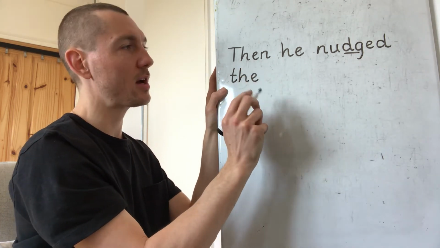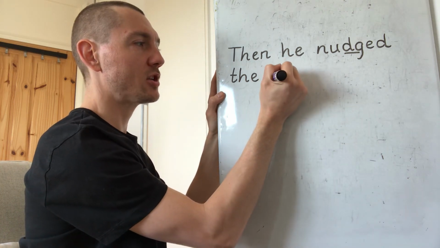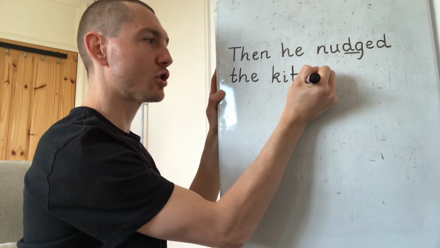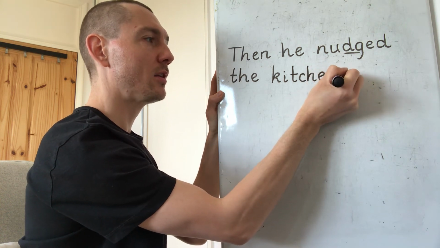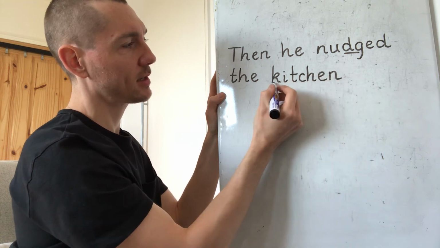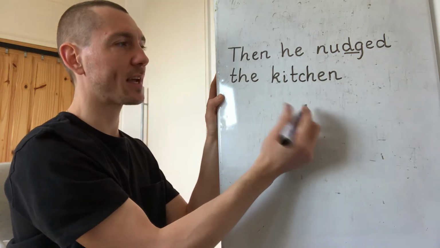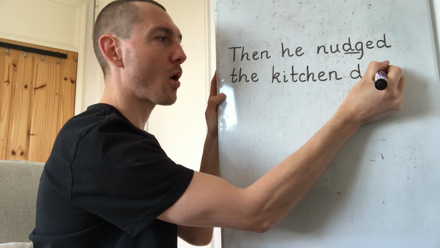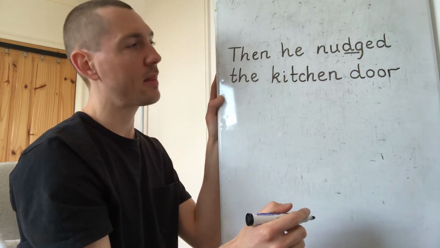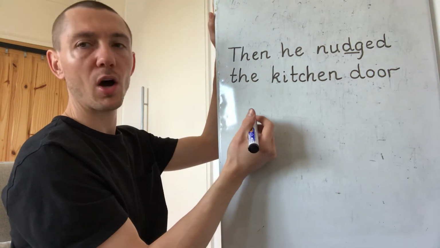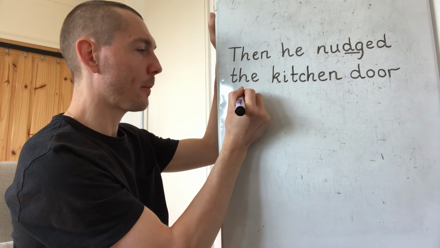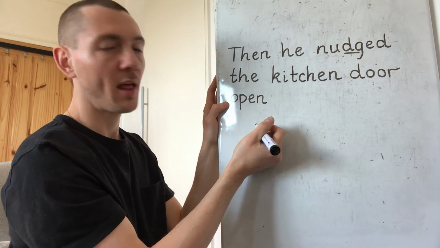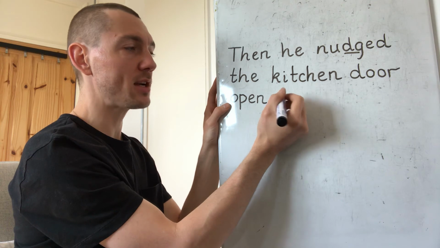Then he nudged the kitchen. Kitchen. K. I. K. Ch. E. N. Chen. Kitchen. Then he nudged the kitchen door. D. Or. Then he nudged the kitchen door open. O. P. E. N. Open. Then he nudged the kitchen door open just.